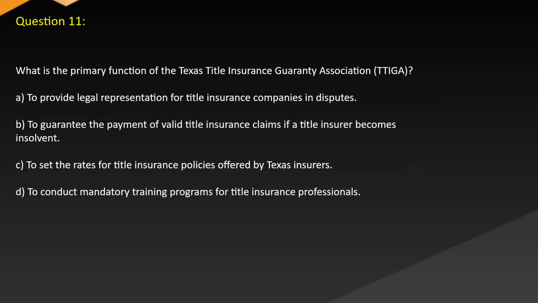Question 11. What is the primary function of the Texas Title Insurance Guarantee Association (TIGA)? A. To provide legal representation for title insurance companies in disputes. B. To guarantee the payment of valid title insurance claims if the title insurer becomes insolvent. C. To set the rates for title insurance policies offered by Texas insurers. D. To conduct mandatory training programs for title insurance professionals.